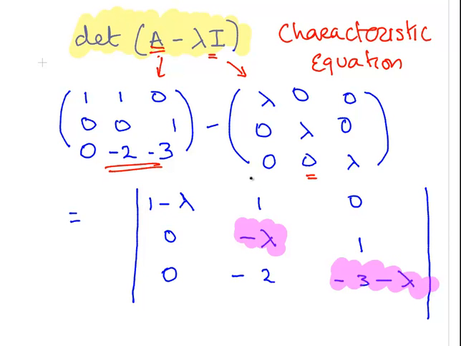Now, what we're going to do is solve that matrix. This is the determinant, the bars at the side. So now we're going to get the determinant of this matrix here. What we're going to do is pick a row or column, and we're going to pick the first column here. The reason for that is it has loads of zeros in it.